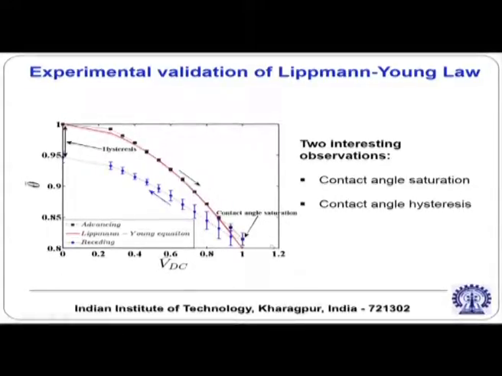On the other hand, if you decrease the voltage from the maximum one, then the contact angle is getting increased, but you can see that the increase in contact angle is not following the same path as that of the decrease in contact angle with increase in voltage. So, there is some hysteresis.